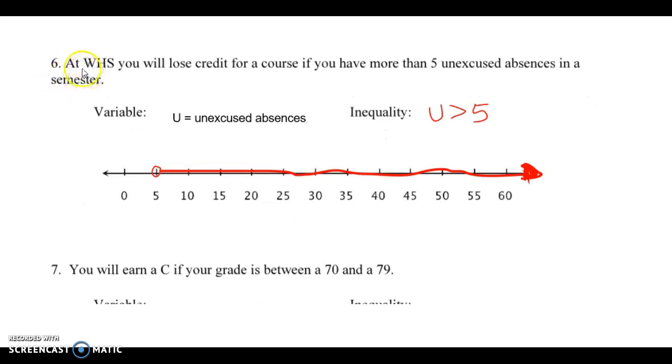So number 6. At Windsor High School, you will lose credit for a course if you have more than 5 unexcused absences in a semester. So the variable that I defined was U for unexcused absences, and my inequality was U is greater than 5. So open circle at 5 and shading to the right.